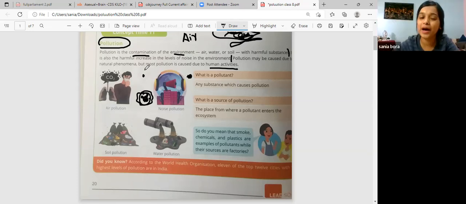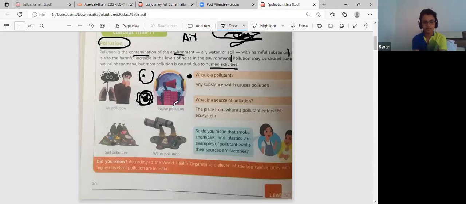So you said air is the pollutant. No, no, no. I said if there is air pollution, how is air being polluted? Air is being polluted by a pollutant, by a substance, right? It can be CO2, it can be methane, any harmful gas. That substance is known as a pollutant.